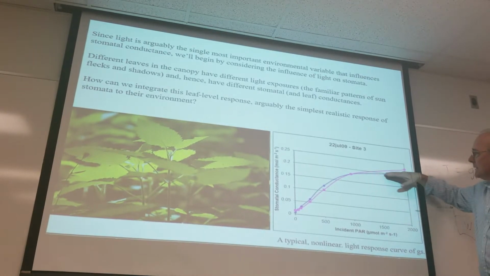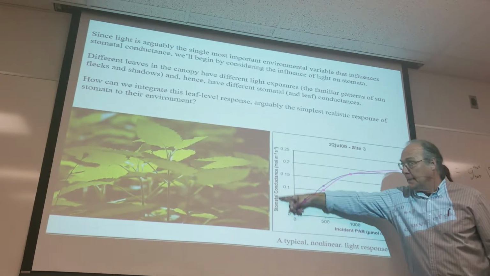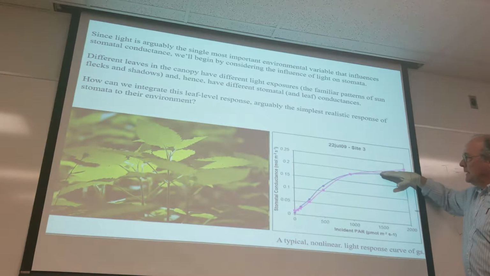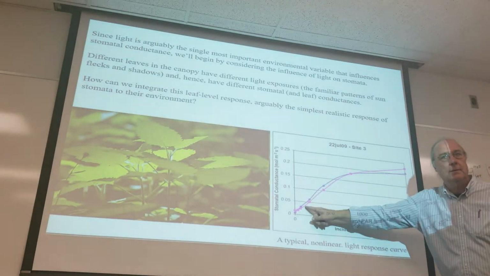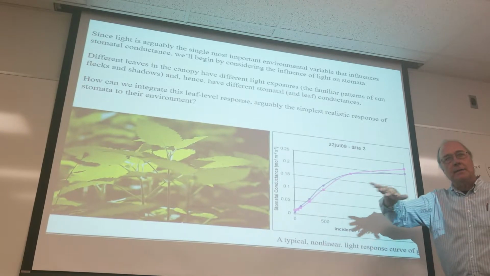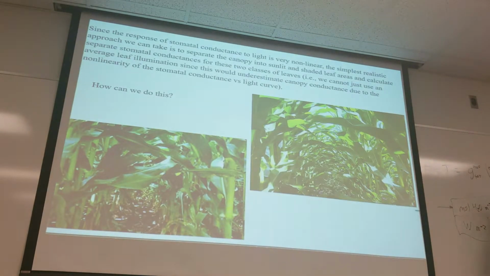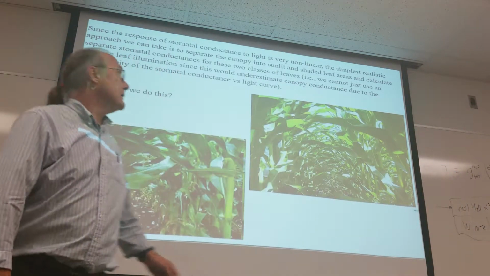The sunlit leaves are going to be over here in this part. This is a leaf level stomatal conductance versus light curve. The sunlit leaves are going to be operating in this region. The shaded leaves are going to be operating in this region. So we've got to split that canopy into at least those two classes. The simplest, realistic way of dividing the leaf area.